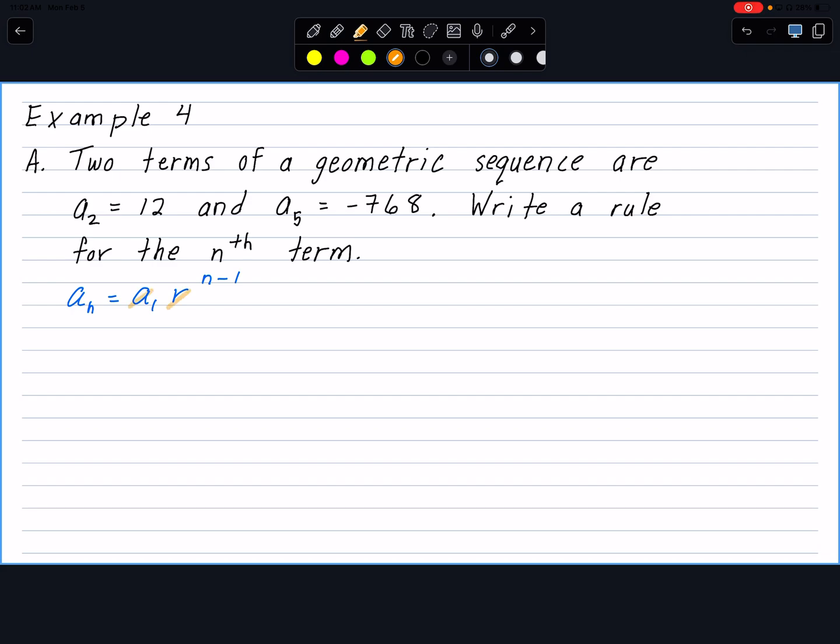In this case, we're not given either of those 2 things. We don't know 2 things. So in order to find this, we're going to have to create 2 equations because we have 2 unknowns. So I'm going to set up 2 equations.